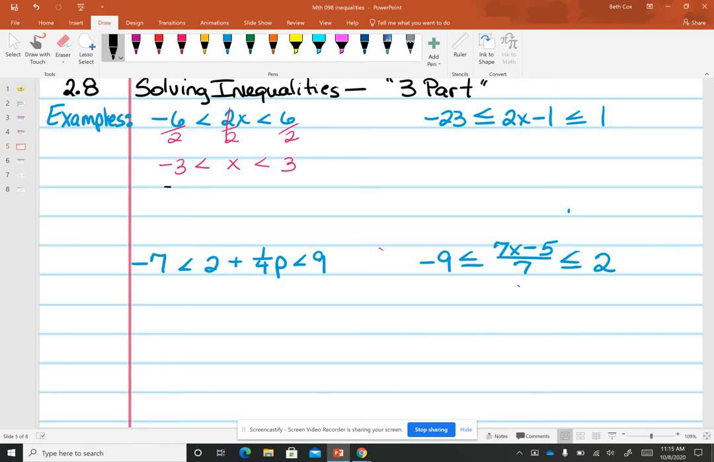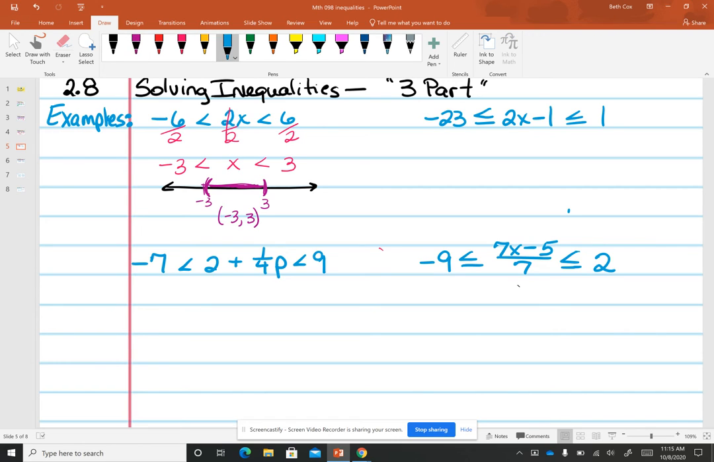Graph it on a number line. And this is X is between -3 and 3. There's no equals, so there'll be parentheses on both. And my interval notation would look like this.